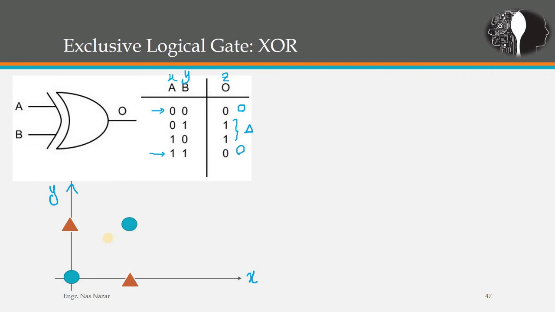And again, for 1 and 1 input, I'm gonna show it with a circle again because it's 0. We want to just separate these two. There is no way that I can separate these two sets of data with one line. Anything that I do, I need to do it with two lines. Here is one line and here is another line.